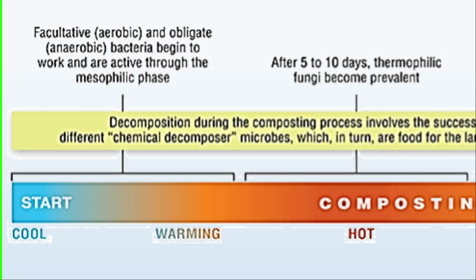So in the continuous reactor composting process, the reactor is maintained continuously at thermophilic temperatures by using the heat produced within the reactor by the biodegradation of the organic matter. In the starting stages, facultative aerobic and obligate anaerobic bacteria begin to work and are active through the mesophilic phase, and it leads to warming.